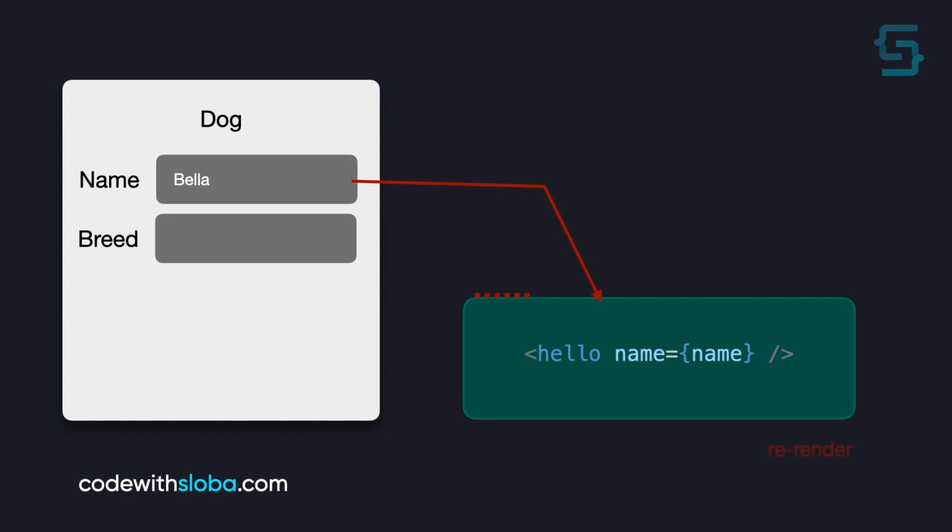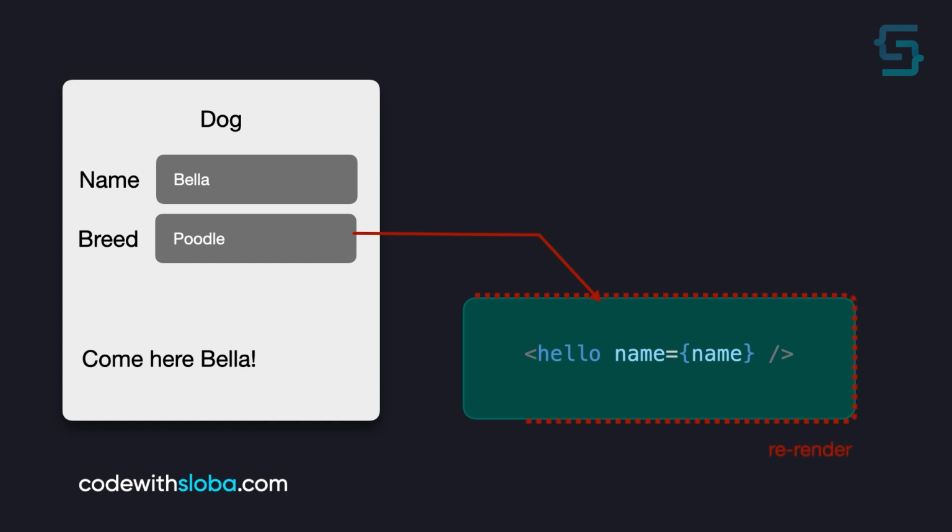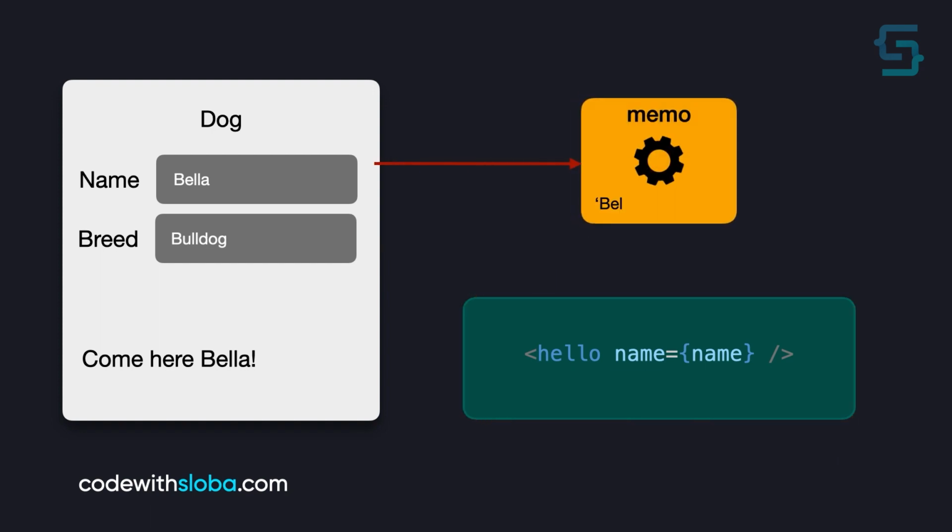Now if you change your dog name, it will cause your child component to get re-rendered. But if you change the breed as well, which is not being used in the hello component, it will cause your component to get re-rendered. So if you use the React Memo function for that matter, it will compare the values of the properties of the hello component and it's not going to be re-rendered if it's the same. So let's see how we can do it.